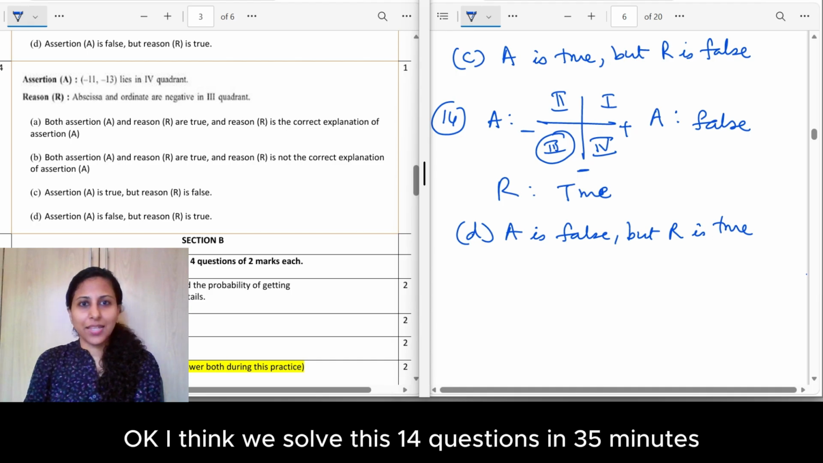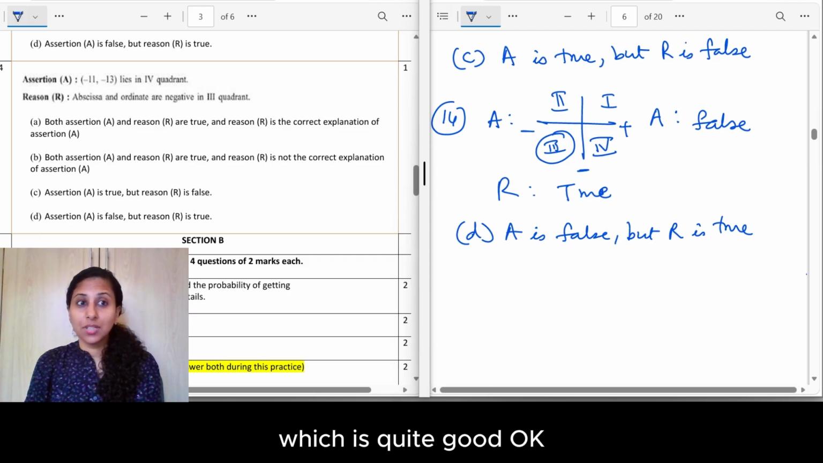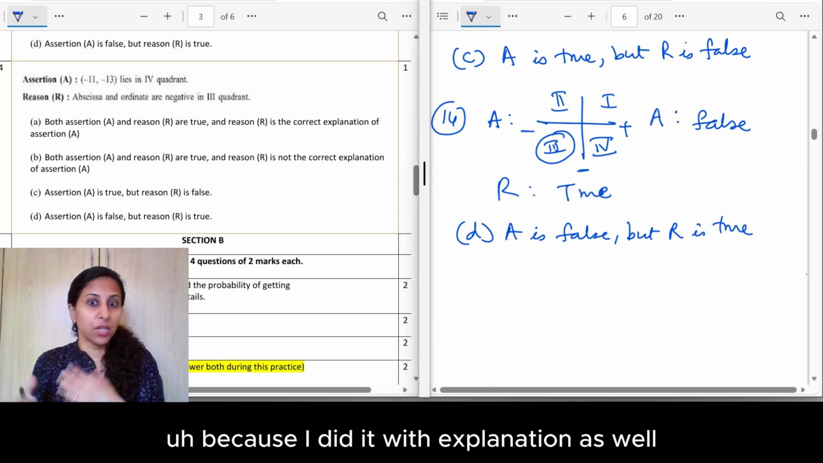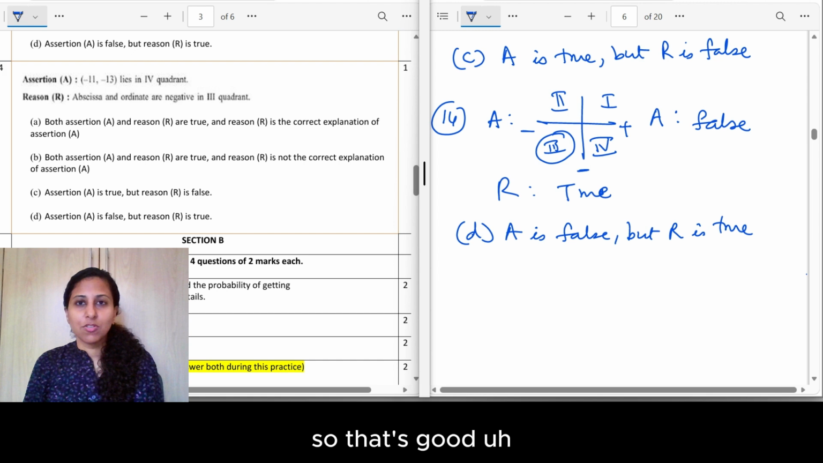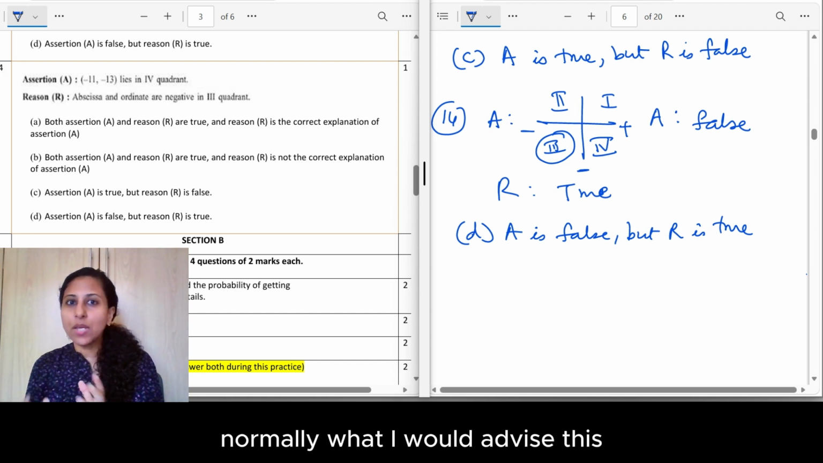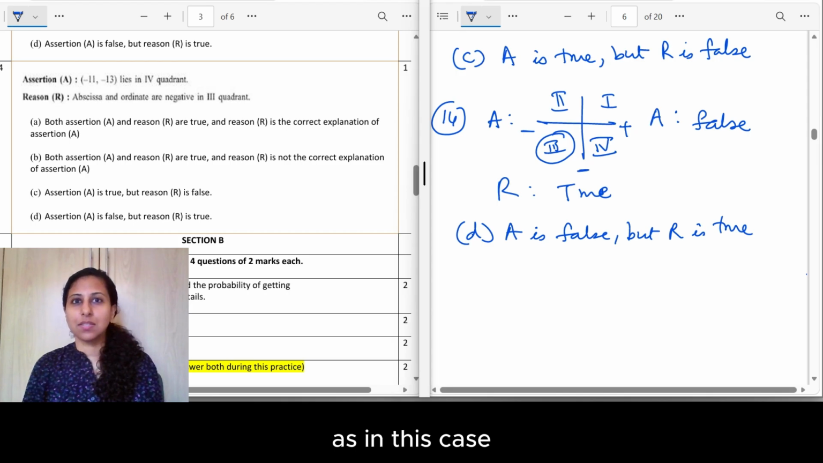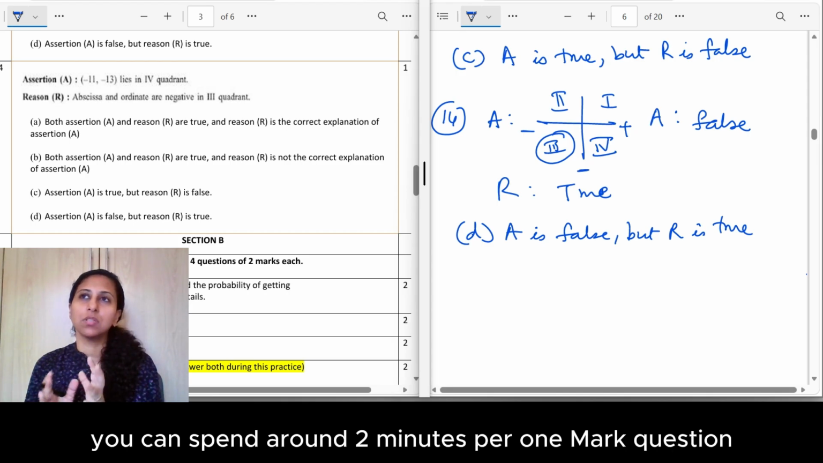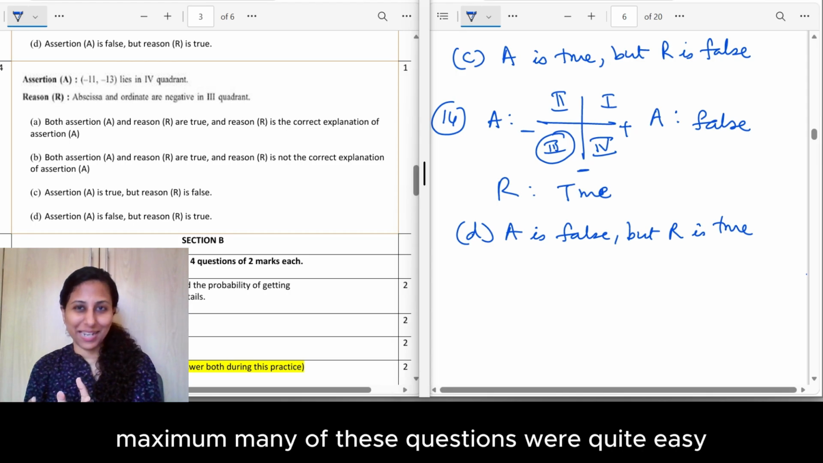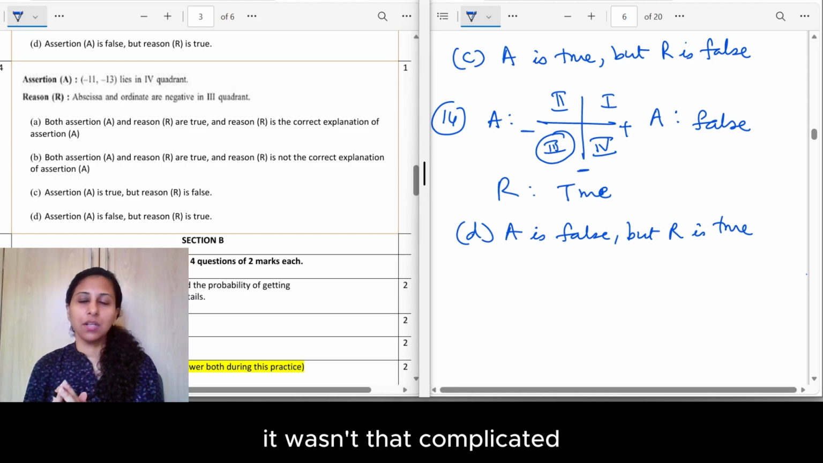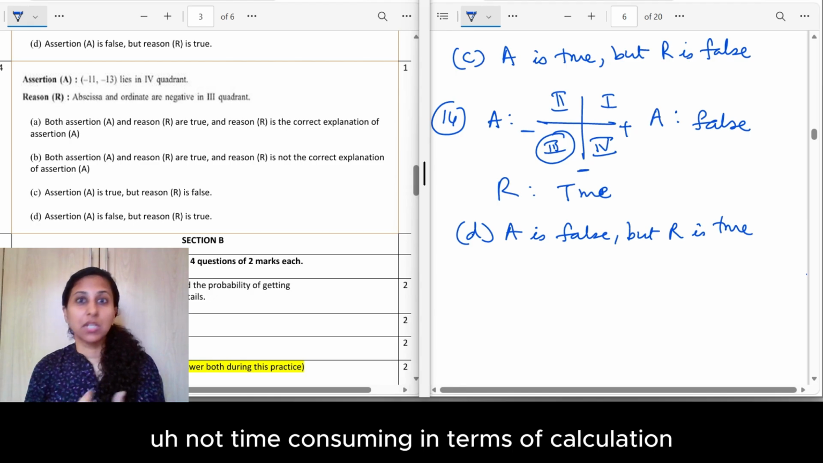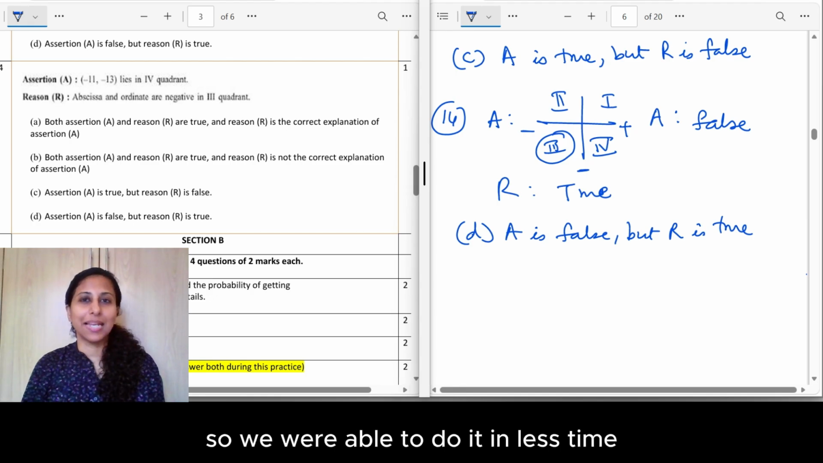Okay, I think we solved these 14 questions in 35 minutes, which is quite good, because I did it with explanation as well. So that's good. Normally, what I would advise is when you get, let's say, 14 questions, as in this case, you can spend around 2 minutes per 1 mark question maximum. Many of these questions were quite easy. It wasn't that complicated, not time consuming in terms of calculation. So we were able to do it in less time.